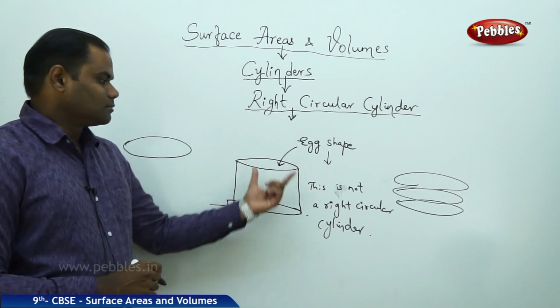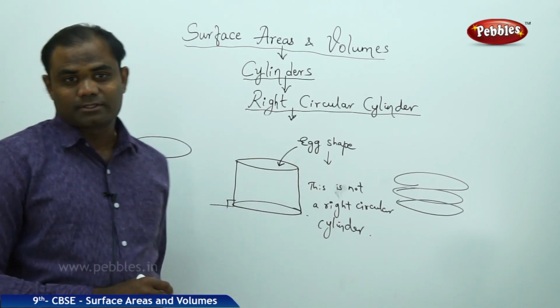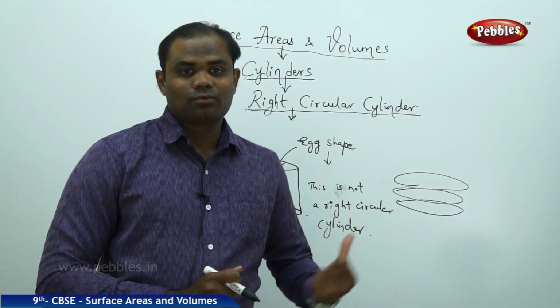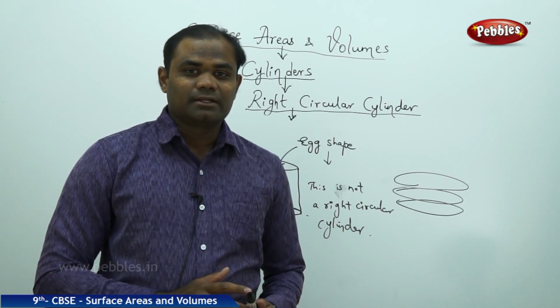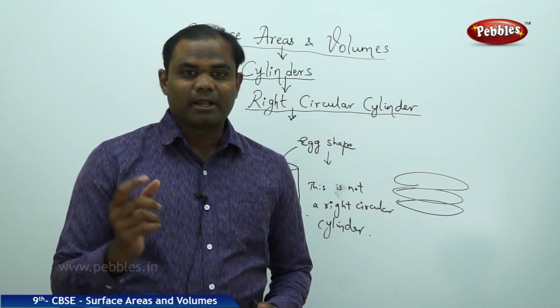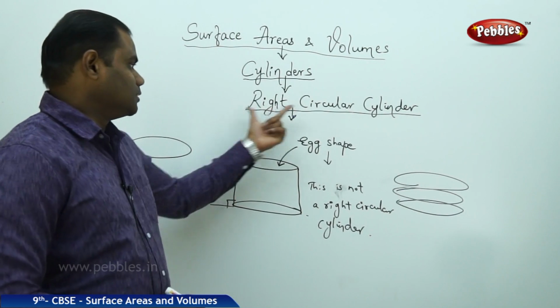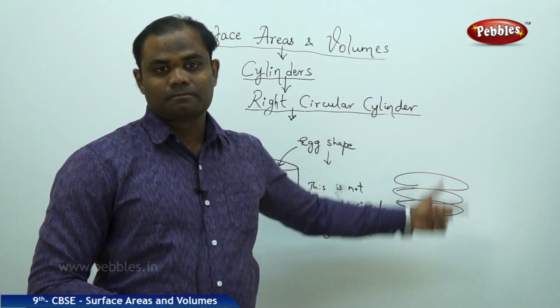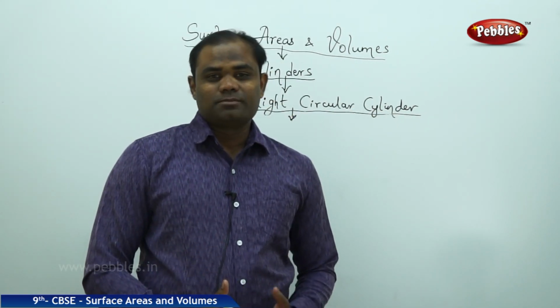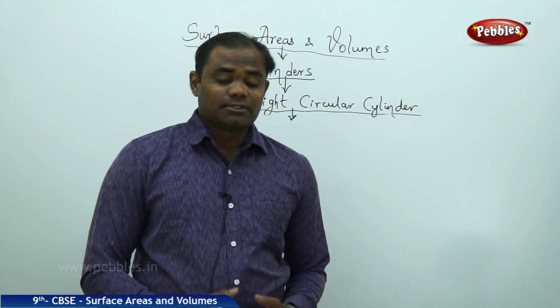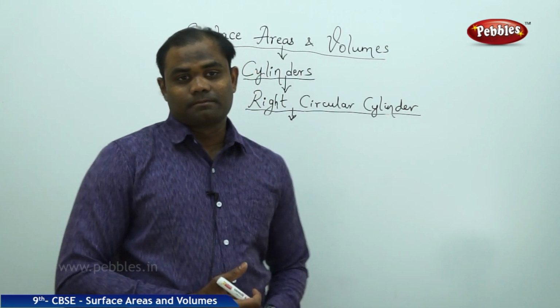The reason being, each of the constructed objects are egg-shaped. This is how we understand that the right circular cylinder demands three different rules: this, this, and this. Now let's see one more solid object to understand the right circular cylinder concept more strongly.